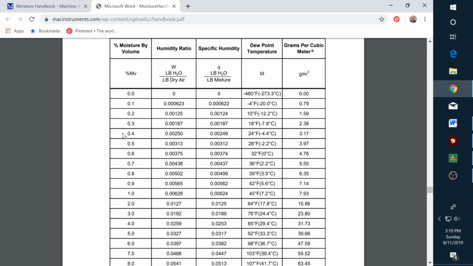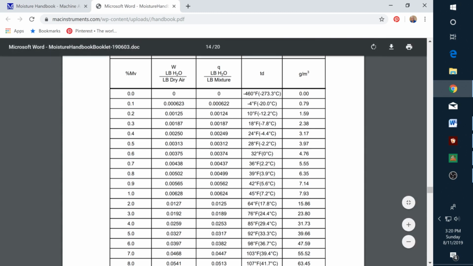I can double the pressure of air at any given moisture by volume. Let's say we are at 1% moisture by volume and doubled the pressure. We would still have 1% moisture by volume. But over here, we'd have the same amount of moisture compressed to half the volume, so this number would double. So it's very hard to use and very non-intuitive.